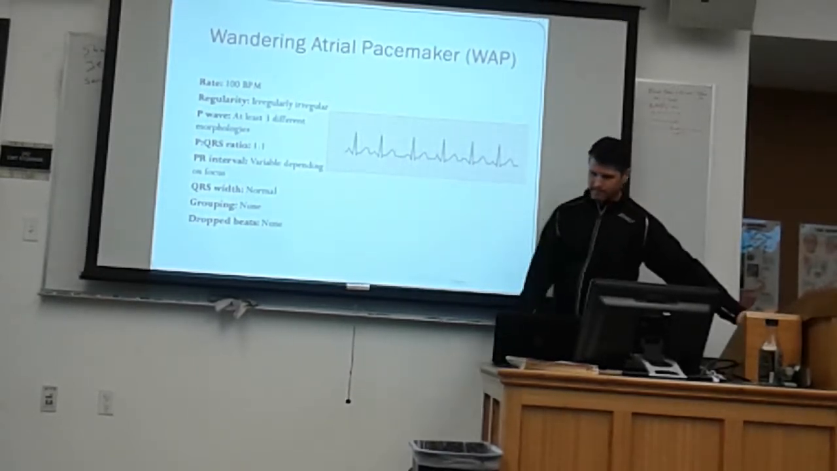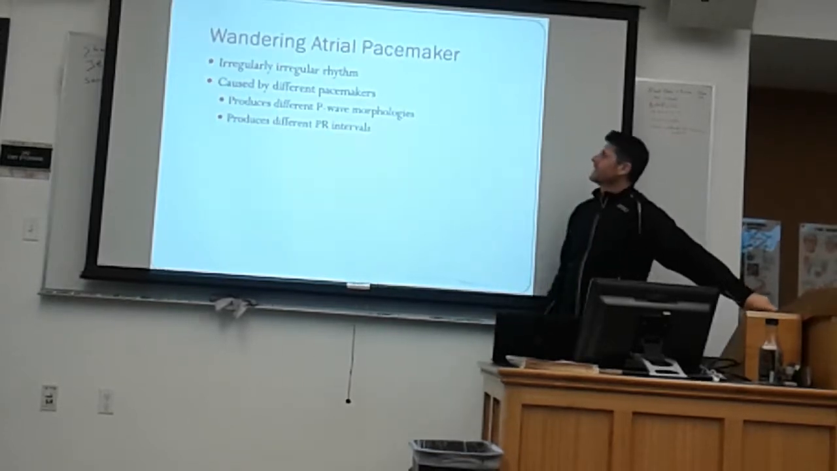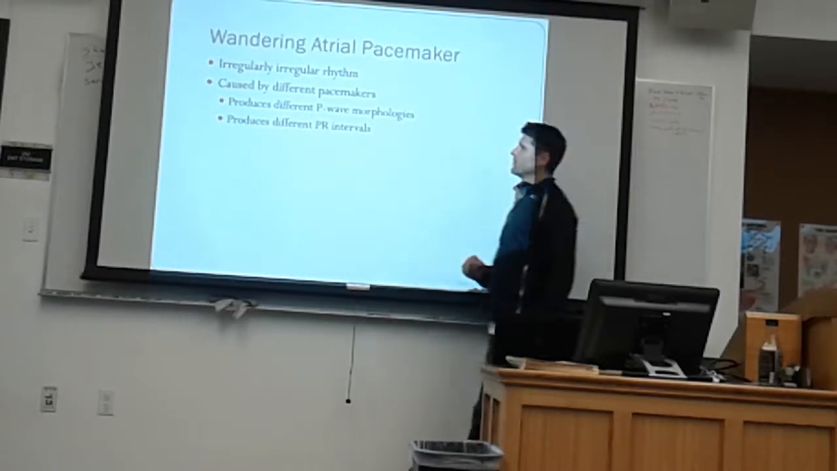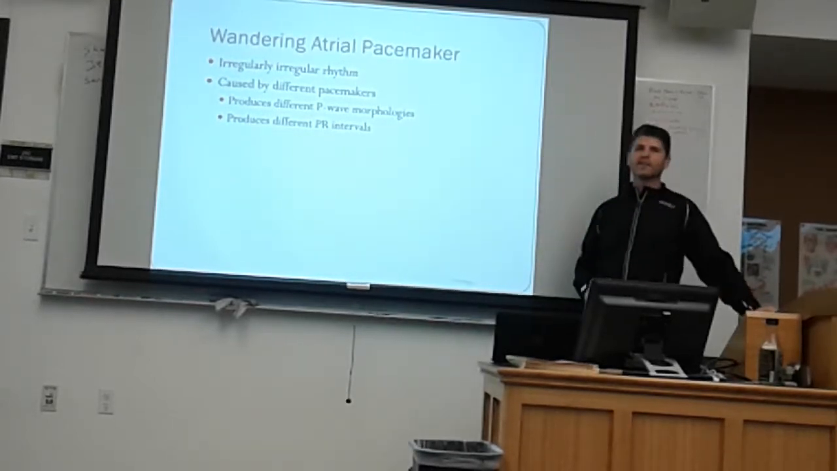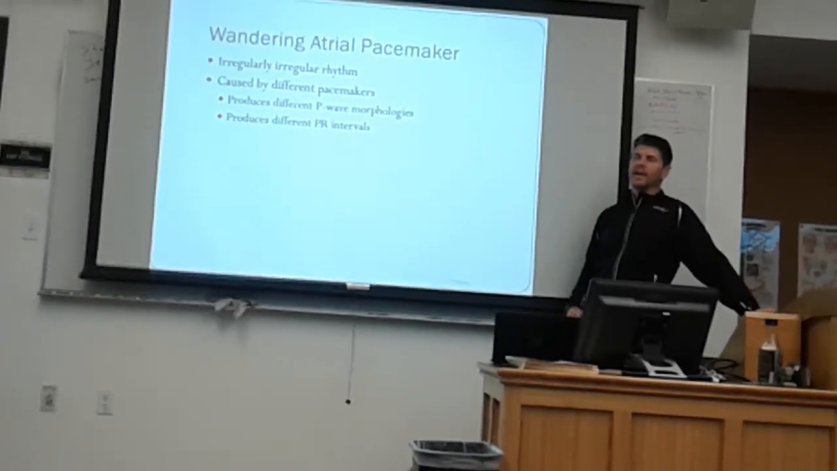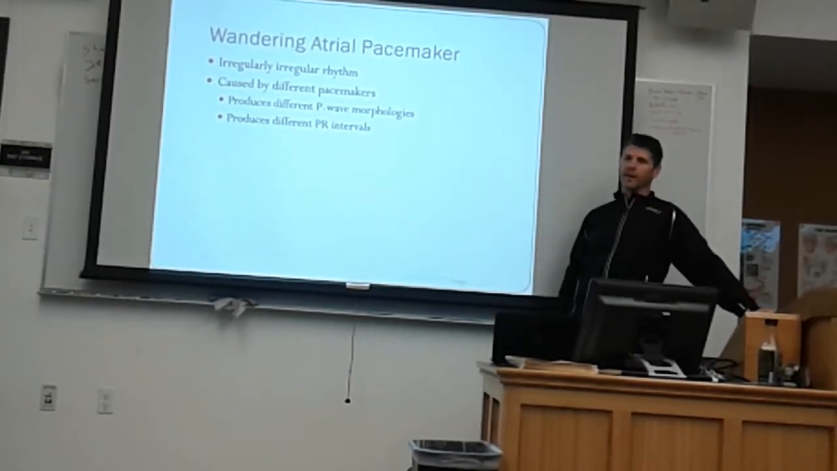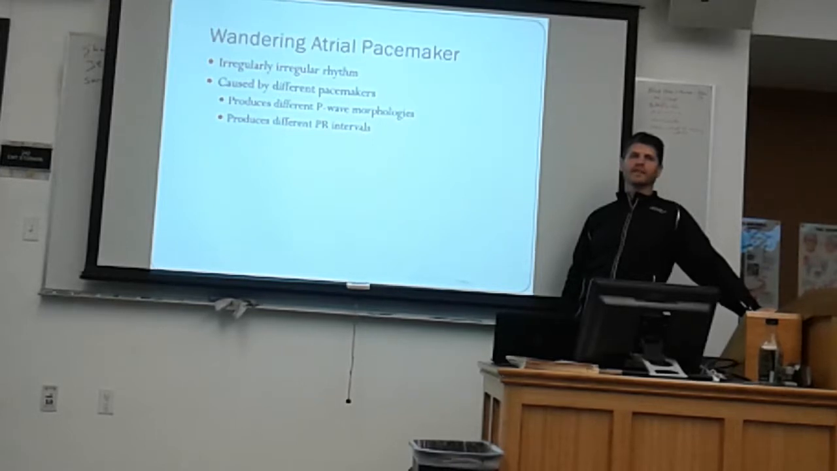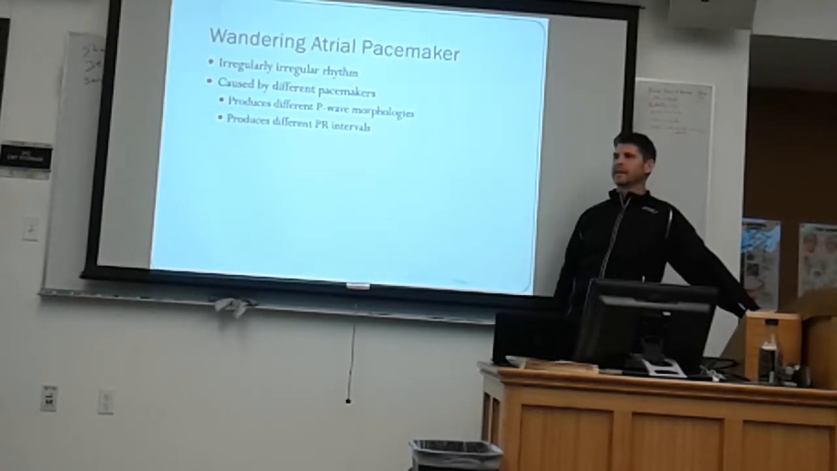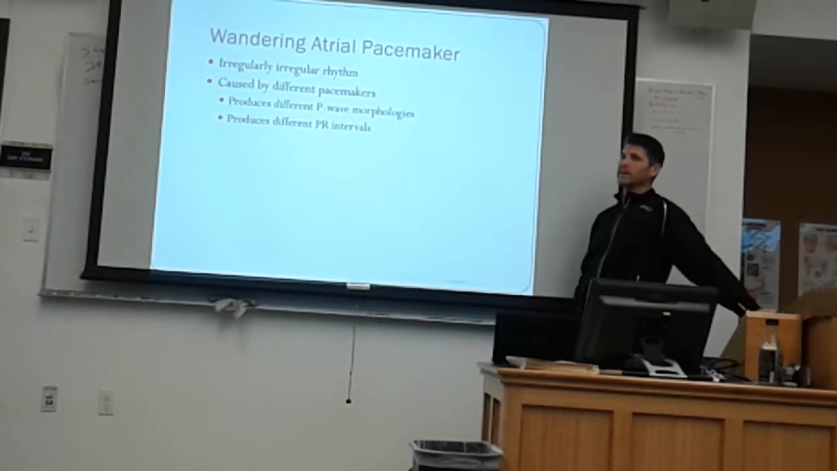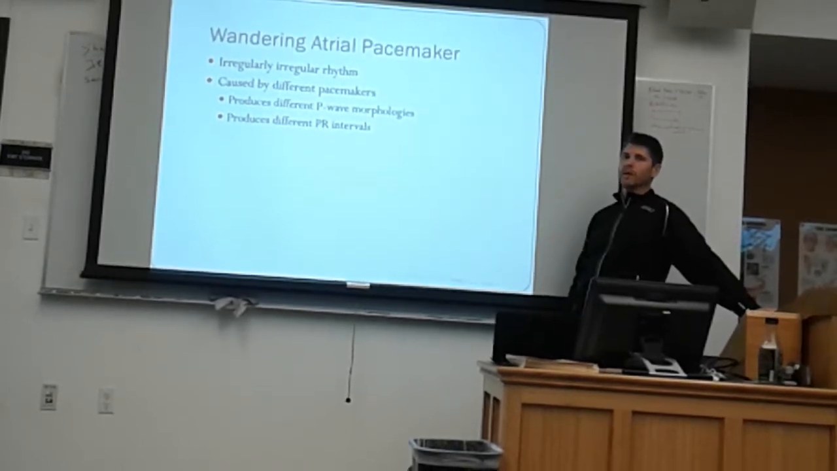Wandering atrial pacemaker when we see 3 different morphologies of those P waves as we go through it. It is sometimes an irregularly irregular rhythm, and it is sometimes a regularly irregular rhythm. And frankly, as much as I don't want to confuse you, sometimes it actually comes out regular. Because the pacemaking sites can sometimes be so close to each other that you actually don't see a difference in the timing it takes to get to the AV node. So it could be irregularly irregular, and it could be regularly irregular.